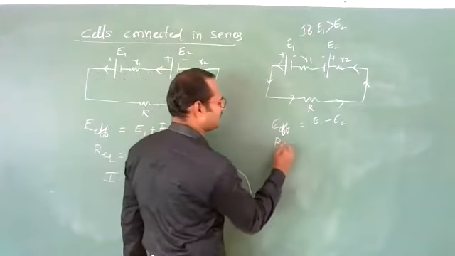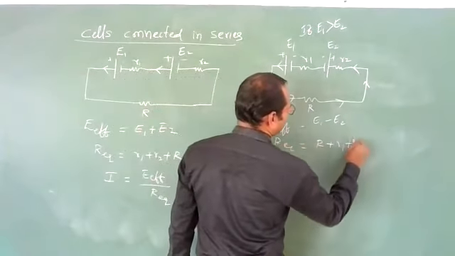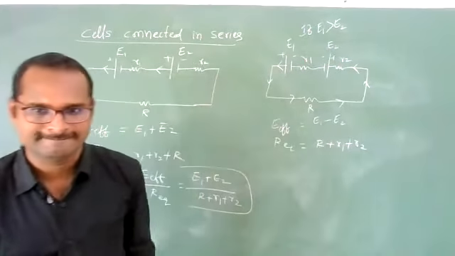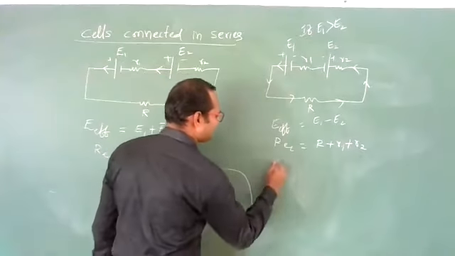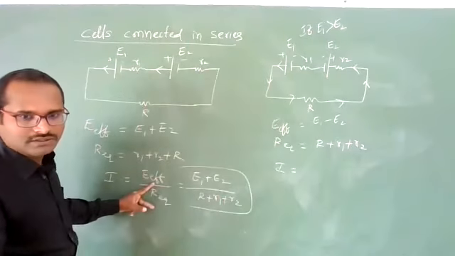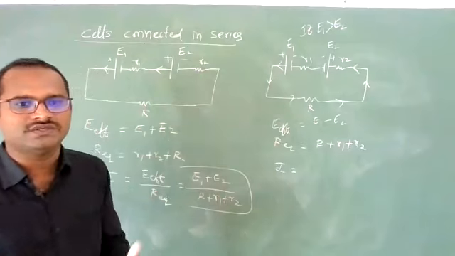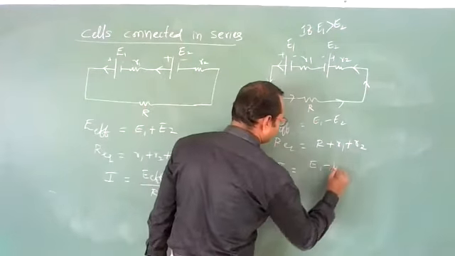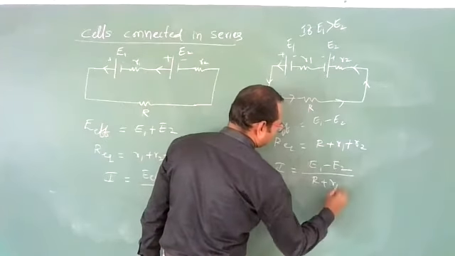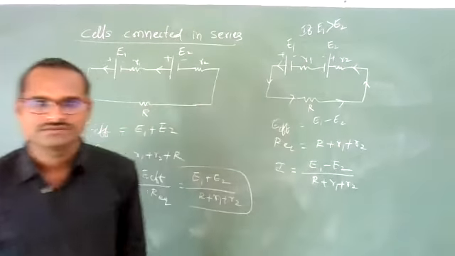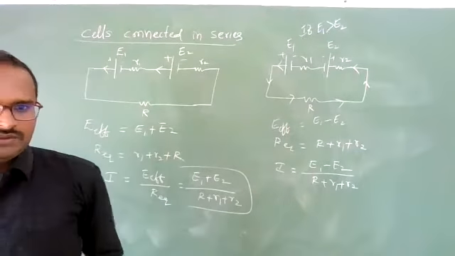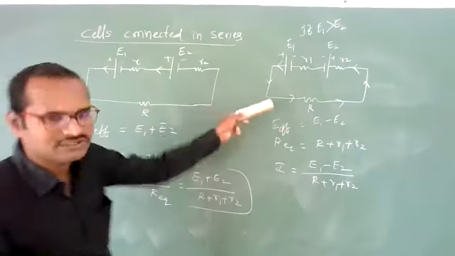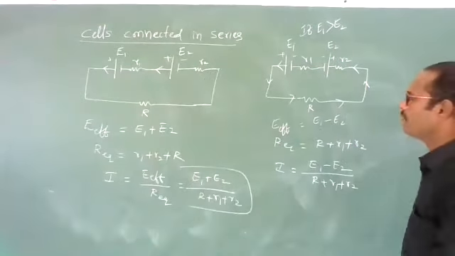R equivalent, however, is easy. R equivalent is capital R plus small r1 plus small r2, because small r1, small r2 and capital R are connected in series. Then current I can be written as E effective by R equivalent. This is the formula because from Ohm's law, V is equal to IR, so I is equal to V by R, and V is nothing but EMF. So it is E1 minus E2 divided by capital R plus small r1 plus small r2. So just remember these two points when cells are connected in series. Very easy point it is.